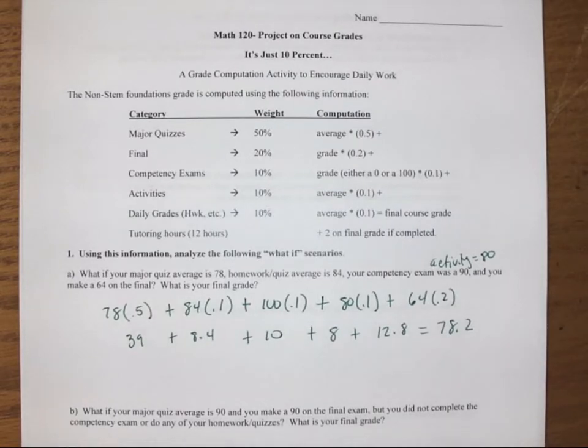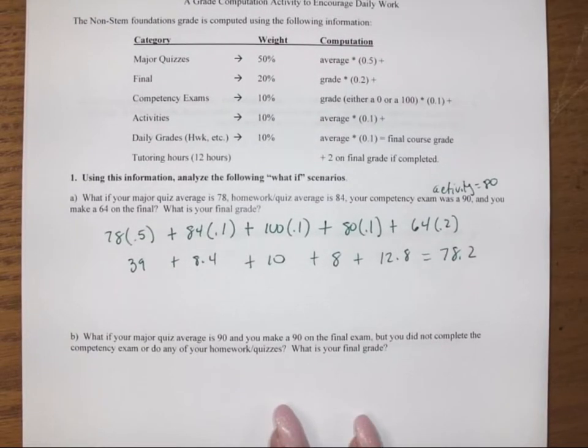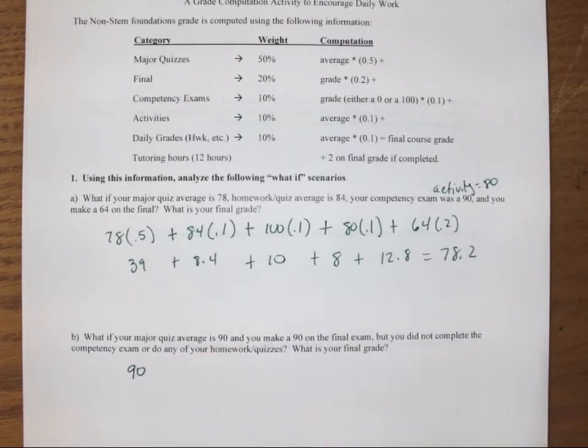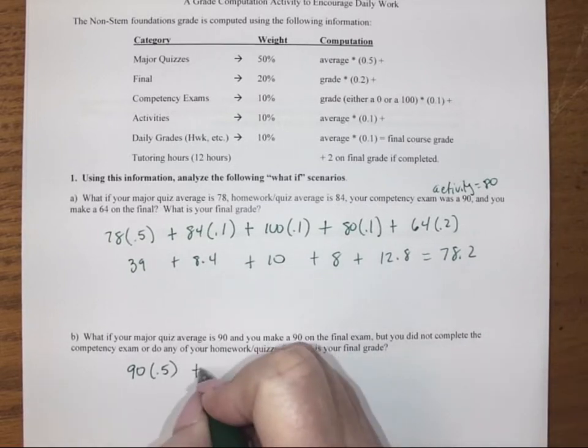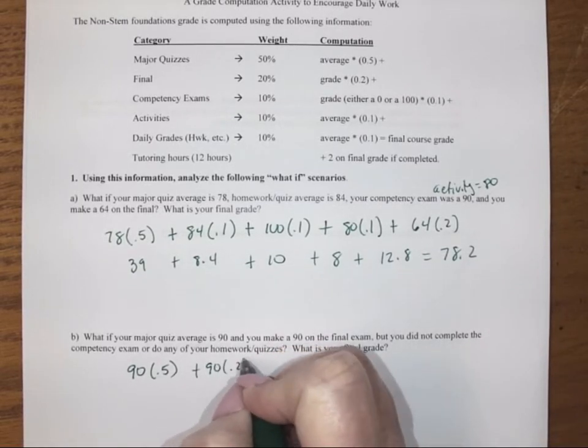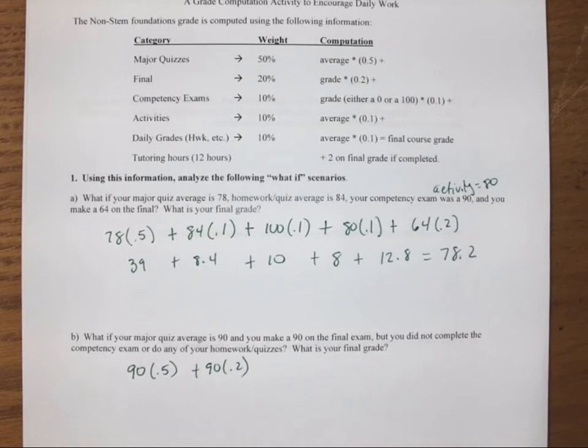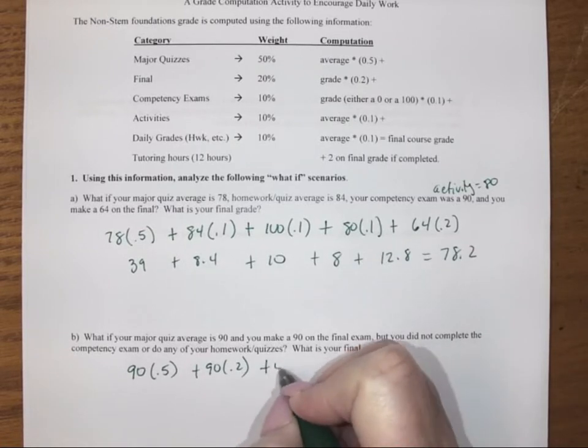What if your major quiz average is a 90 and you make a 90 on the final, but you didn't complete the comp exam, you didn't do any homework or quizzes, and you missed activities? So you didn't get any of your activity grades in. So in this case, we have a 90 for our quiz average, which means we're passing the quiz average. And we get a 90 on the final. But we didn't get anything else. We didn't do any homework. We really didn't attend class very well. We didn't show up for activities. So we get a 0 on that.